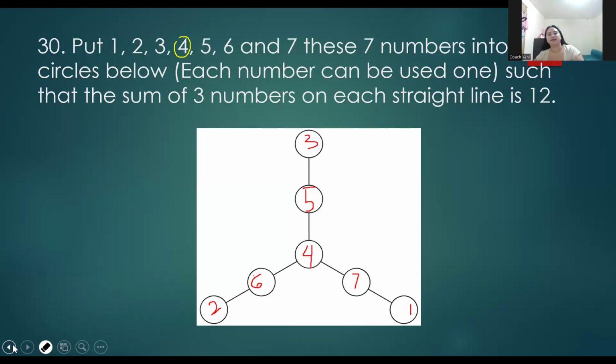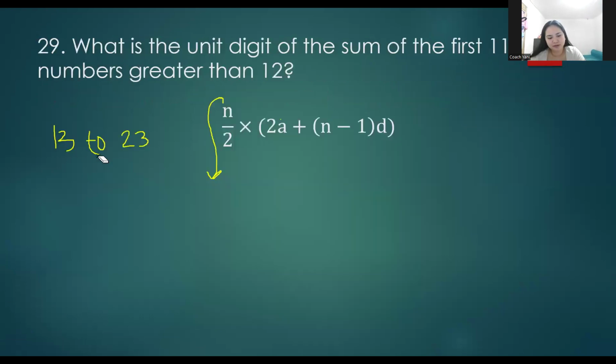Then let's get back to number 29 since we still have time. So you have 13 to 23, right? And you only need to get the sum of the units digit. So 13, you have 3 plus 4 up until 9. And then that is until 19, you have 20, so you have 0. Then you have 21, 1 plus 2 plus 3. So this is the last number.